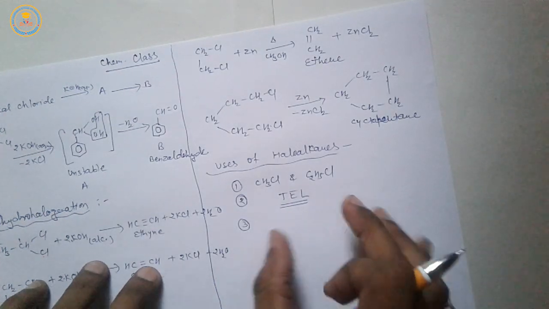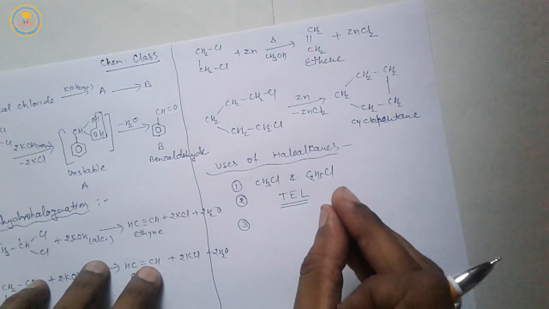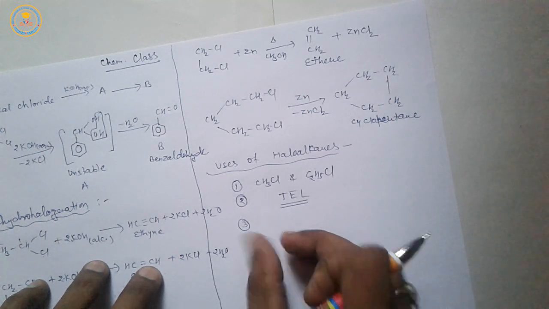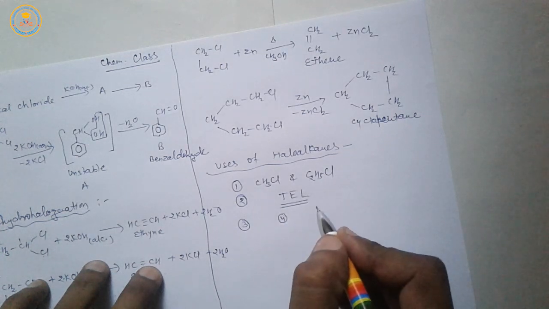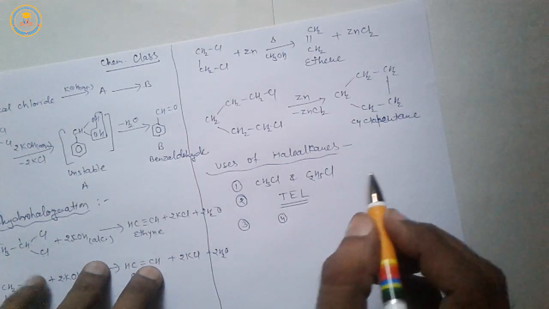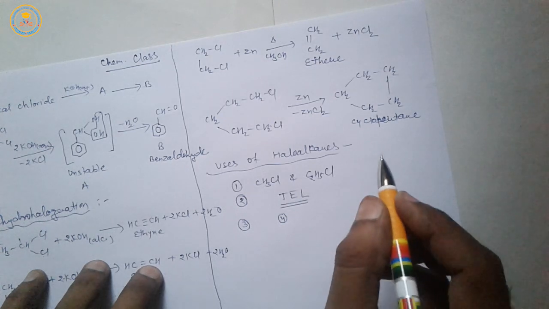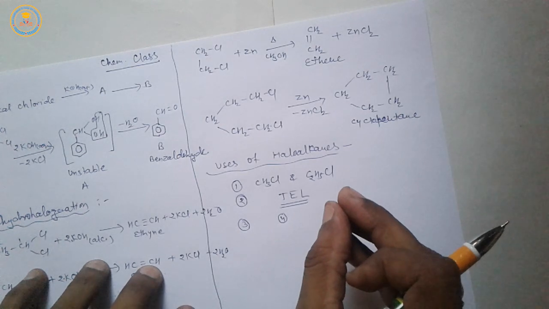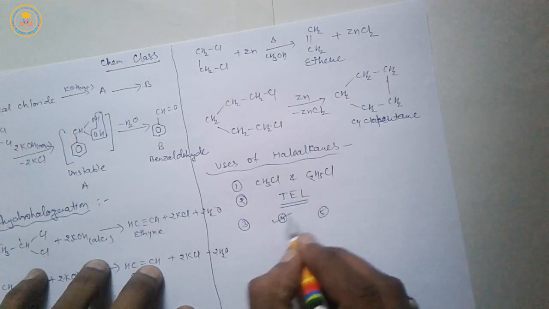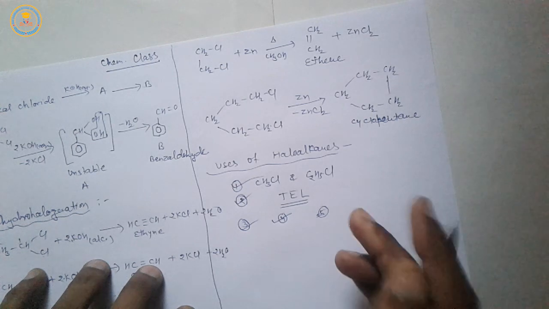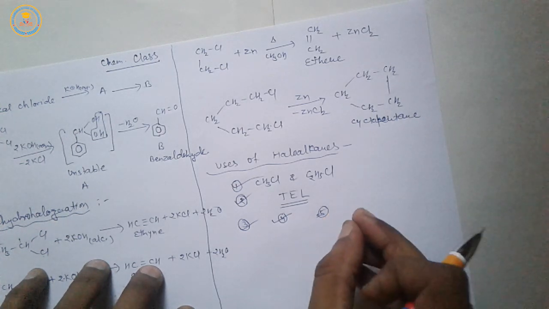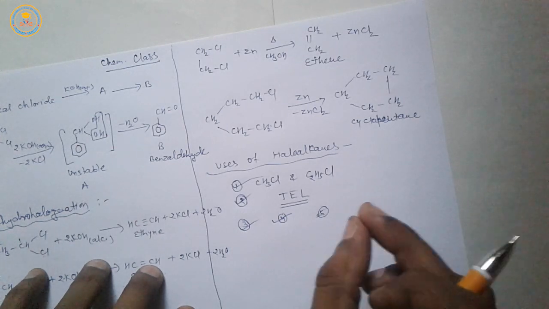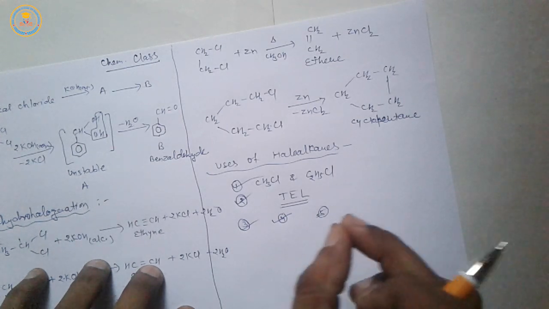Now next use. Many important organic compounds are synthesized from monohalogen derivatives. Fourth is methylene chloride, which is used as an extraction solvent in medicine and food industries. Fifth is methyl chloride and ethyl chloride, which are used in the preparation of methyl cellulose and ethyl cellulose.